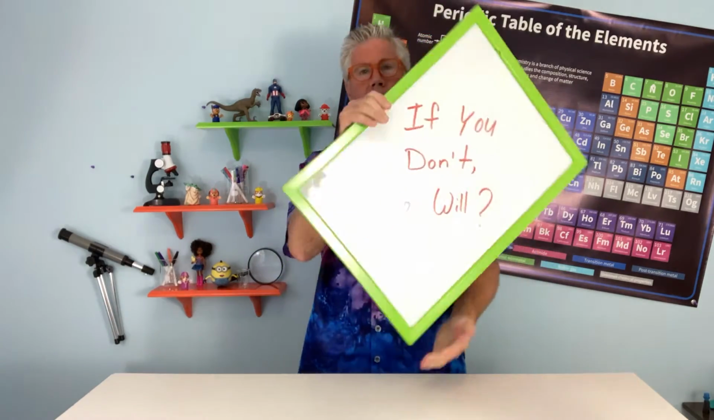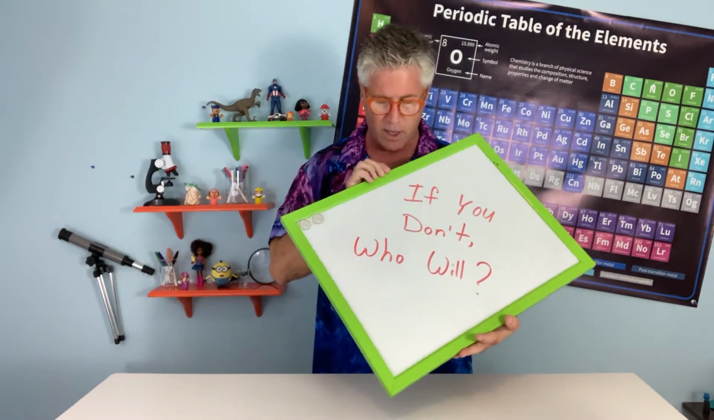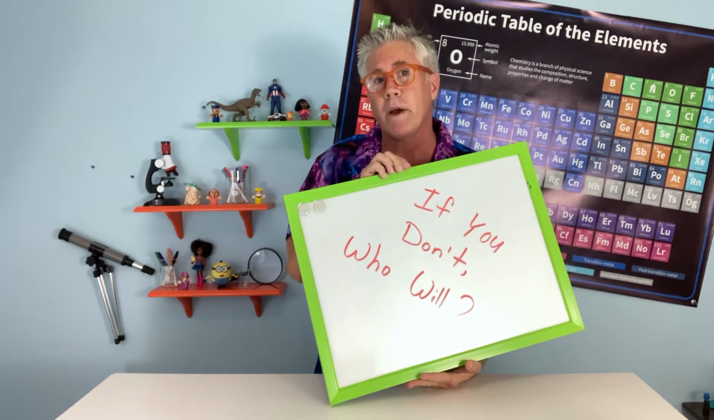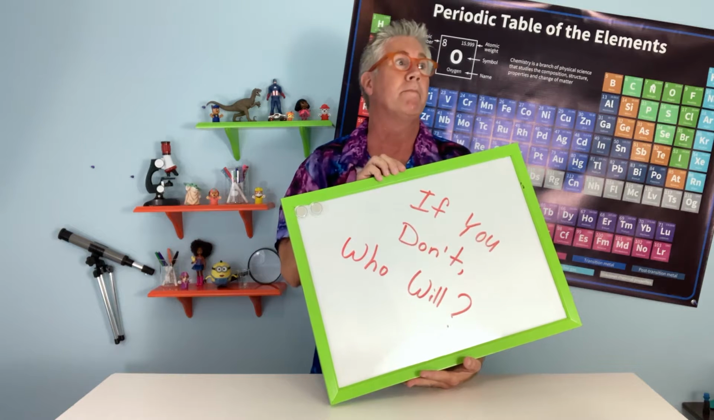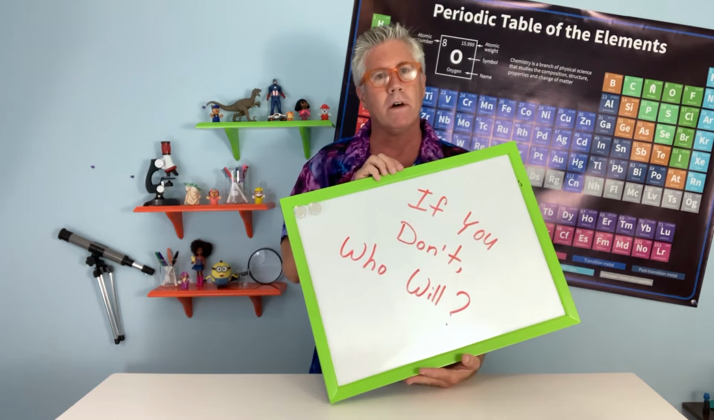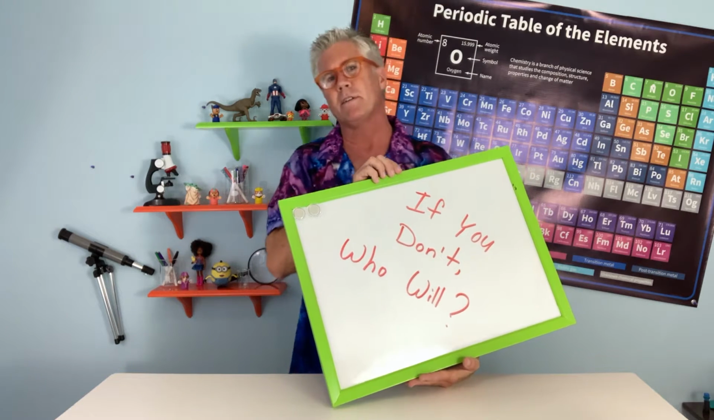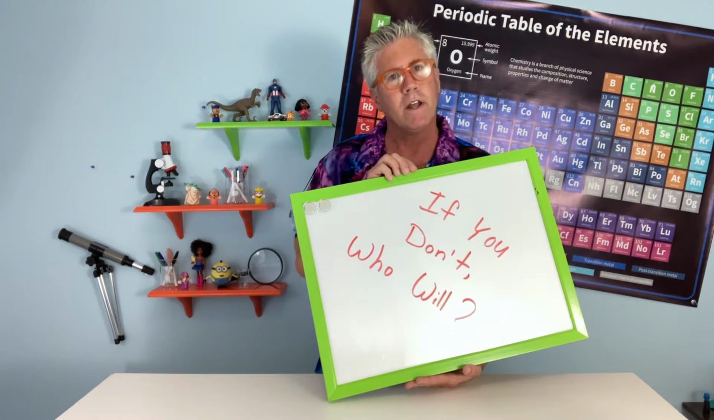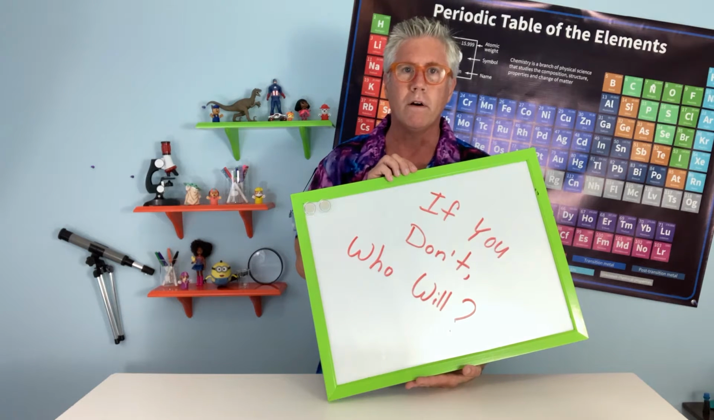Oh, did you guys see my sign? It says, if you don't do it, who will? So if you don't figure out a way to get to, say, a planet somewhere like Mars, if you don't figure it out, who will? Maybe somebody, but we can do something really simple, like opening a door for somebody. If you don't help somebody, then who will?